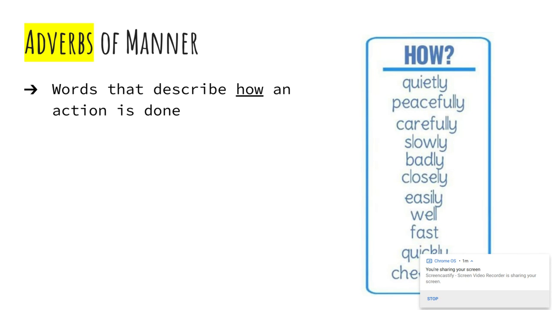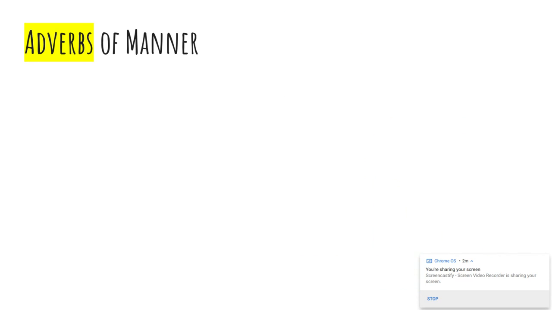How was it done? It was quietly. How did they act? Peacefully. How did they do their homework? Carefully. How did they walk to school? Slowly. How did the class behave with the substitute? Badly. All right. These are all examples of adverbs. They talk about how something happened.